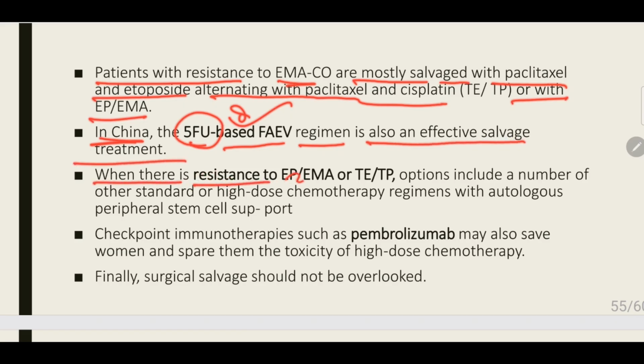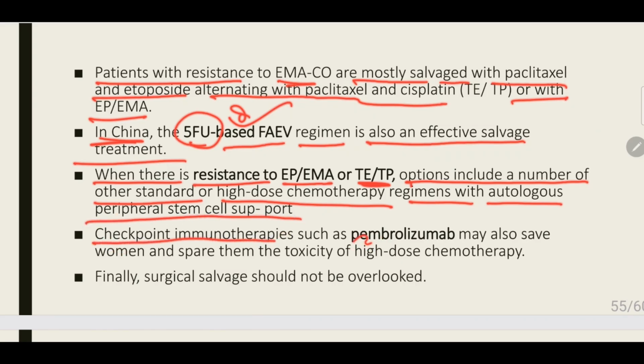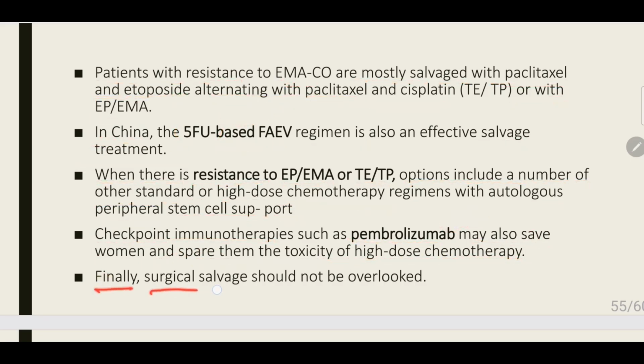When there is resistance to EP or EMA, or TE or TP, options include a number of other standard or high-dose chemotherapy regimens with autologous peripheral stem cell support. Checkpoint immunotherapies like pembrolizumab may also save women and spare them the toxicity of high-dose chemotherapy. Finally, the surgical salvage should not be overlooked.